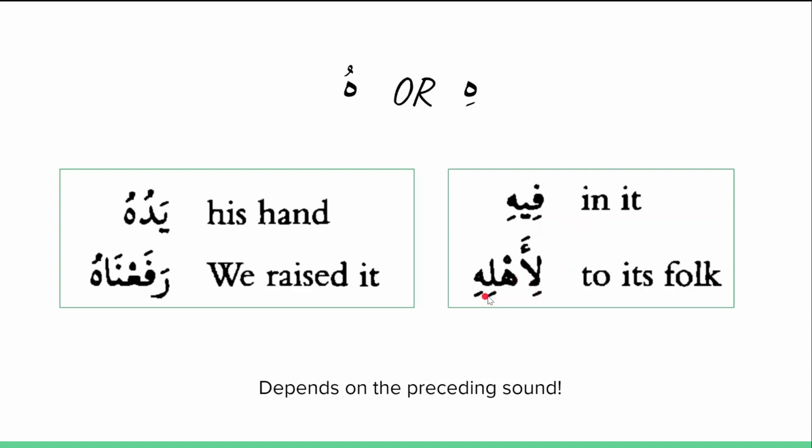If the sound before the suffix is anything besides an e or an a sound, then use the u ending. So yaduhu. Yad means hand. Yaduhu, his hand. Rafa'nahu, we raised him or we raised it. Remember, if it's a masculine noun, it could be an object. It might not necessarily be a person. It could also be a masculine noun. So if we're saying, for example, we raised the book, rafa'nahu, because kitabun is a masculine noun.